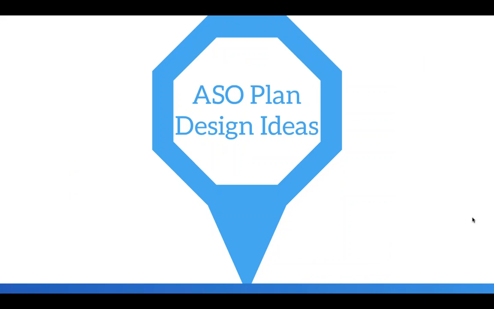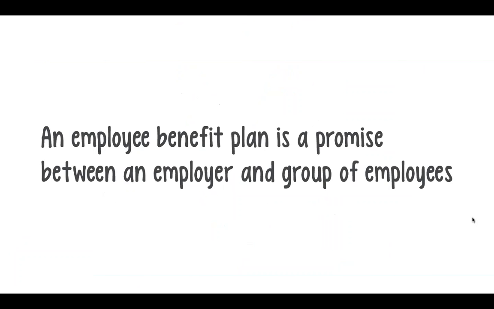So when we talk about ASO plan design ideas, really an employee benefit plan is nothing more than a promise between an employer and a group of employees. And that's a very powerful word, promise. The light really goes off in a successful entrepreneur's head. It's amazing. The business owner all of a sudden saying, promise, geez, I can promise anything I want to anybody. I'm in control of what it is that I promise. So what makes sense in our organization?